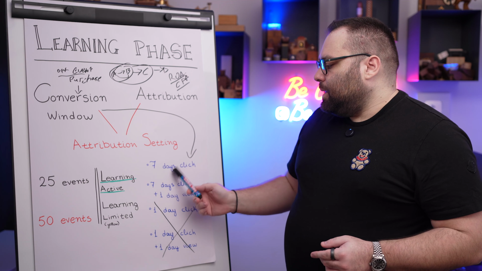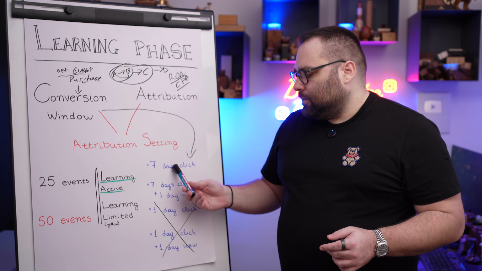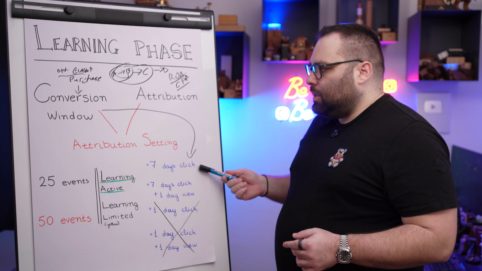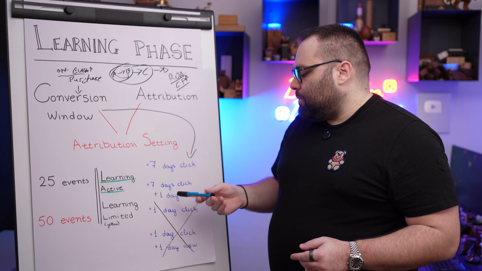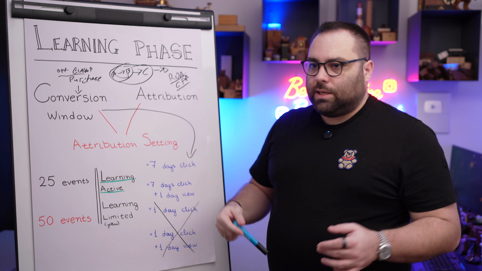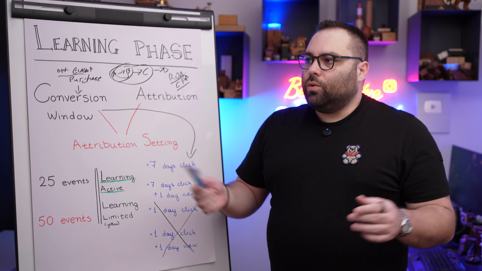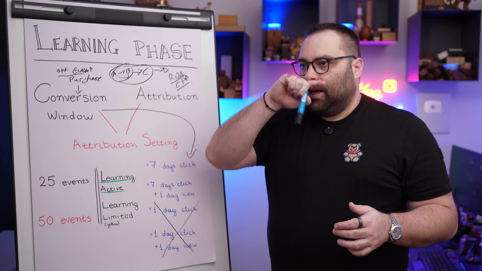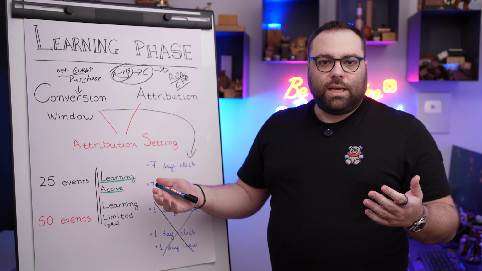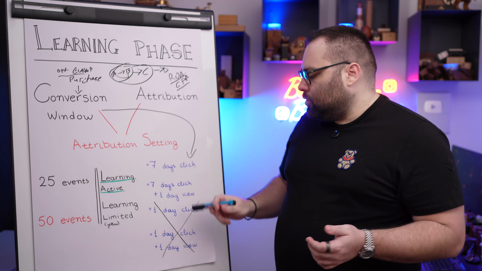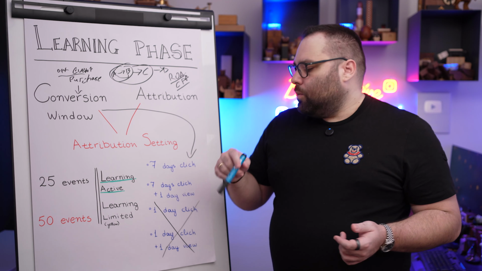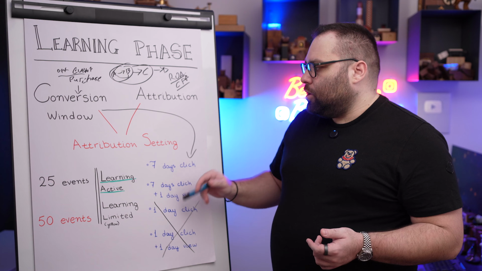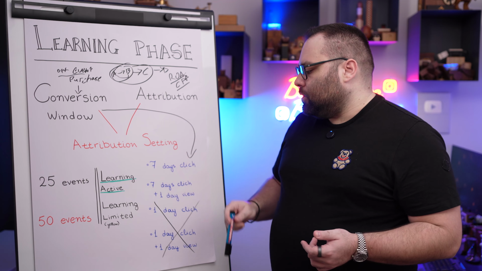The 7 days click means that if somebody clicks and converts within 7 days, it can be used here for optimization. If somebody views, just sees the ad, what is view? View is if somebody is scrolling and sees a video for 3 seconds, which is considered engagement, it's also a view. If this person converts within 24 hours, what is going to happen is that this person is going to be attributed as a sale if it's going to convert.